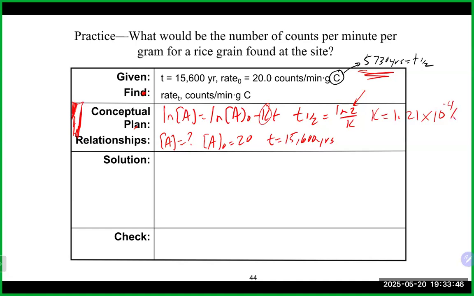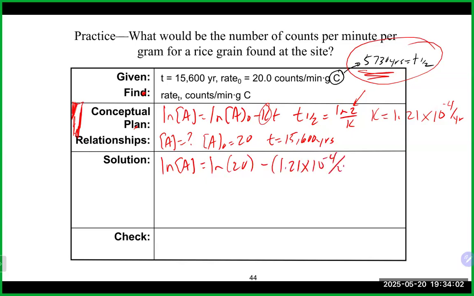-4 years. So you should get the same k as we had in the previous problem, as obviously it's the same half-life. With that being said, we can go into our equation here: natural log of A, which is what we're looking for, equals natural log of 20 minus our 1.21 times 10 to the -4 reciprocal years, times our 15,600 years. In terms of units, we're okay as they are both the same.